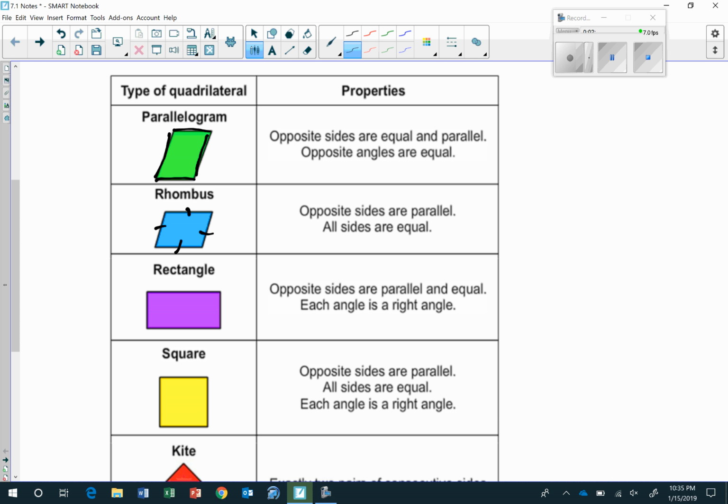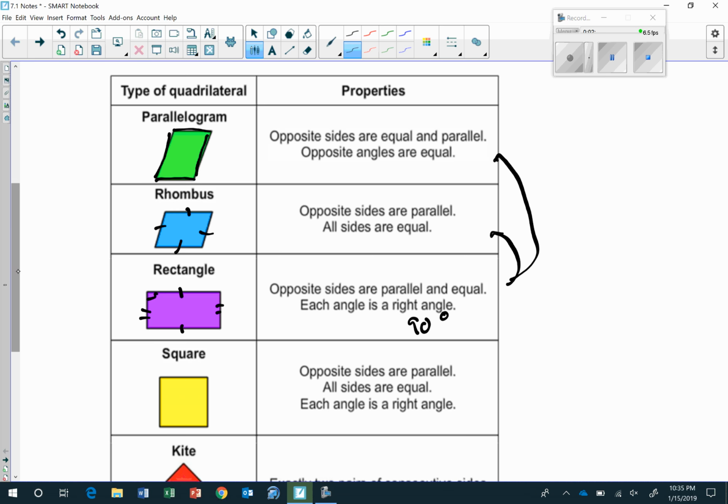Our next example is a rectangle. It says opposite sides are parallel and equal, and each angle is a right angle. If you notice, a rectangle shares some things with a rhombus and a parallelogram. They have opposite sides that are parallel. What makes a rectangle special is that the opposite sides are equal. So we're saying this side and this side are equal, and the one on the left and the one on the right are equal. Also, each angle is a right angle. A right angle is 90 degrees. We'll talk about that more later in the unit.